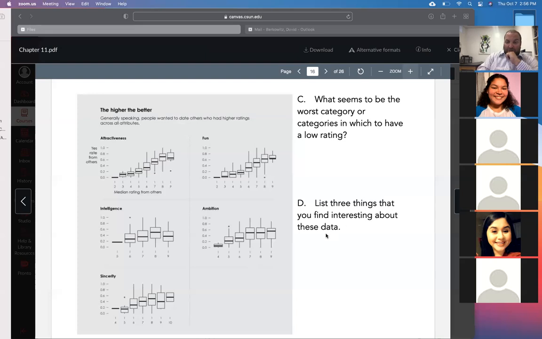List 3 things that you find interesting about these data. Well, let's see. I'm low on this one, but I'm high on this one. I get it now. That all makes sense. What are 3 things that you see? Anyone see anything that is interesting about the data? I think it's interesting that ambition stabilizes, that it only gets to a certain point. Yeah, it's interesting, right? Once you reach a certain point, it's like, okay, that's good enough.